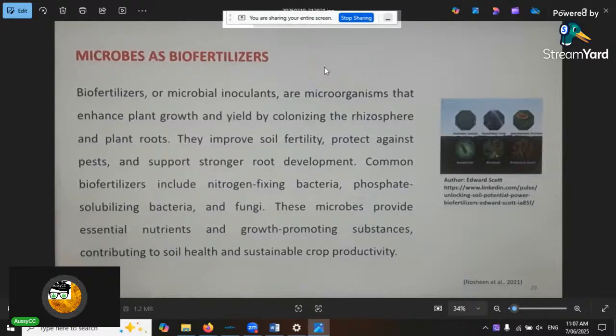So biofertilizers or microbial inoculants are microbes that enhance plant growth and yield by colonizing the rhizosphere and plant roots. They also improve soil fertility. Common biofertilizers include nitrogen fixing, phosphate solubilizing, and fungi.